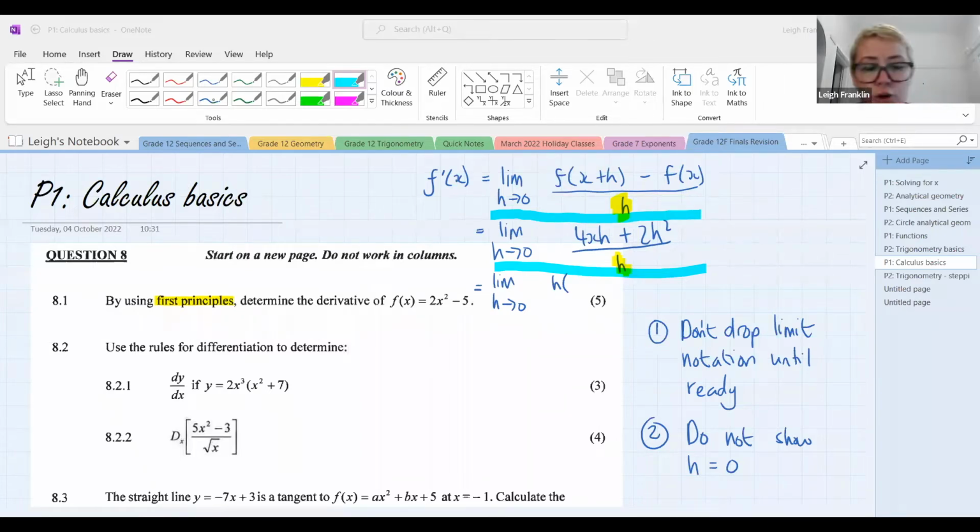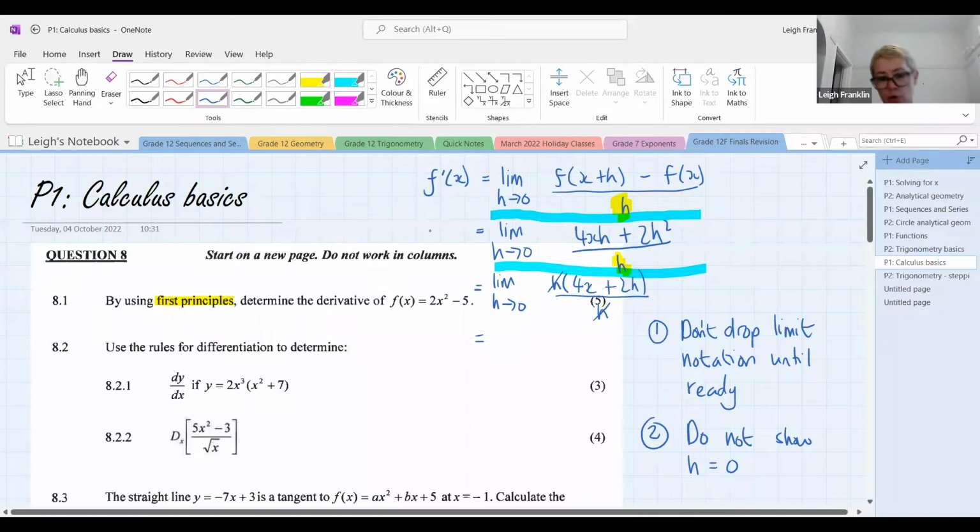Okay, all right, so you took out the h, and quite right, we are left with 4x plus 2h over h. Now we can cancel. You're supposed to show that. And then this is the important part. Now you are ready to drop your limit notation because you have factorized out the h. Okay, so you will drop the limit notation after you factorized out the h.